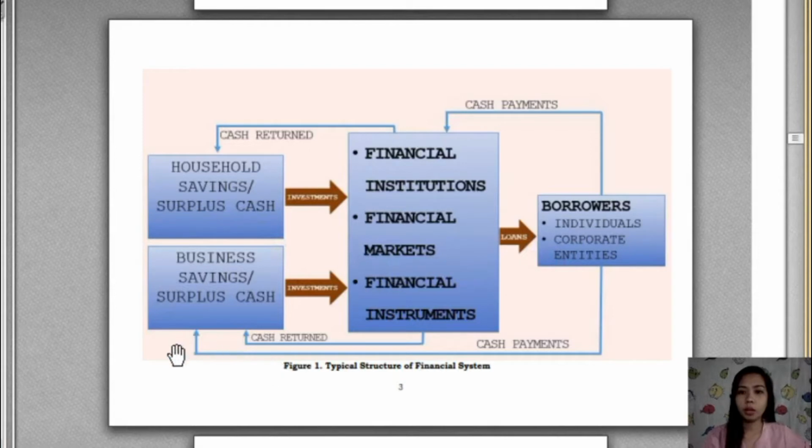So, could be cash payments mula sa mga borrowers. Cash payments, ibabalik nila sa mga financial institution, yung mga niloan nila, could be the principal or the interest. And then, returned doon naman sa mga nagpautang, tulad ng mga household or mga businesses. So cash returned, bumabalik siya doon sa mga nagpautang, which is a great investment sa mga ito dahil kumikita sila ng interest doon sa pera na nasave nila.